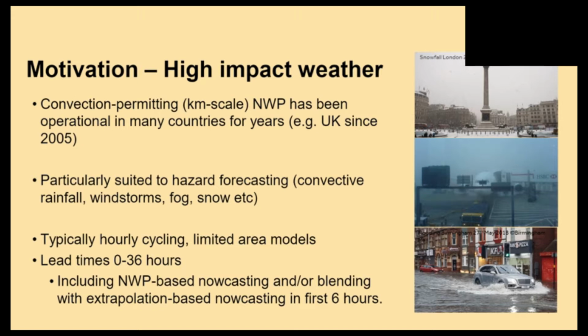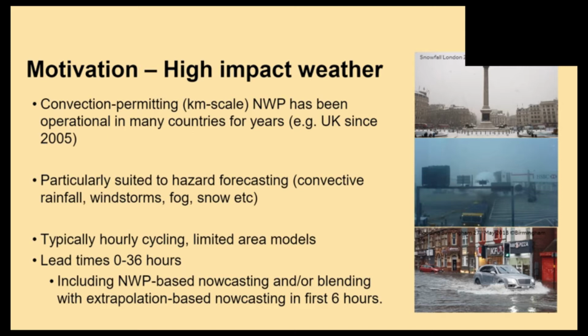Why are we interested in kilometre scale numerical weather prediction? As I'm sure you all know, these types of systems have been operational in many countries for years. Just as an example, the UK Met Office operational 4-kilometre model started running operationally in 2005. Obviously, since then, it's updated and is now the 1.5-kilometre variable resolution model. But these things have been around for a while. And the reason for that is because they're particularly suited to hazard forecasting, so things like convective rainfall, windstorms, fog, snow, and so on.